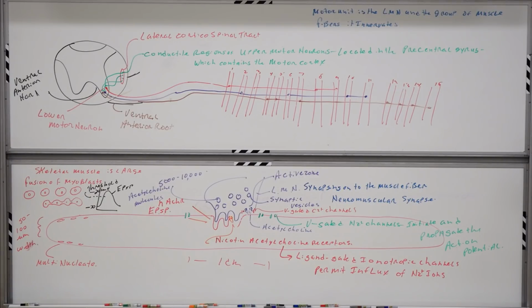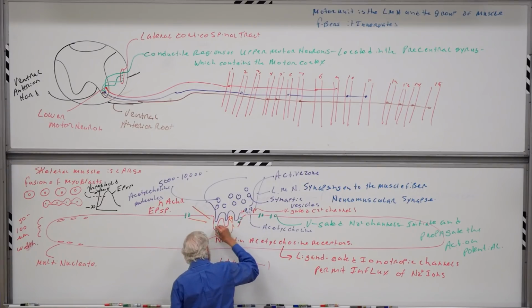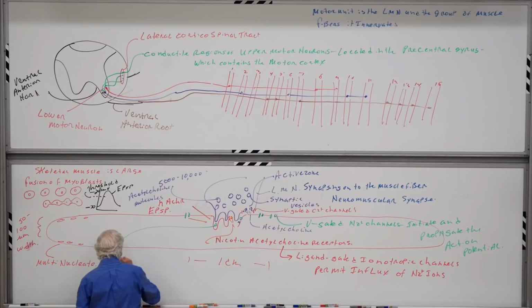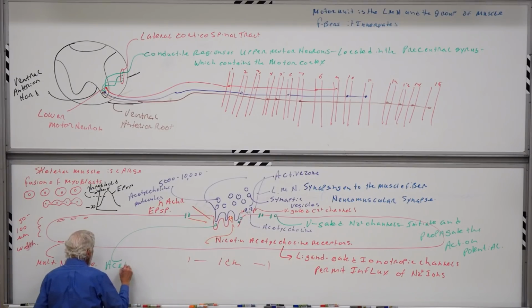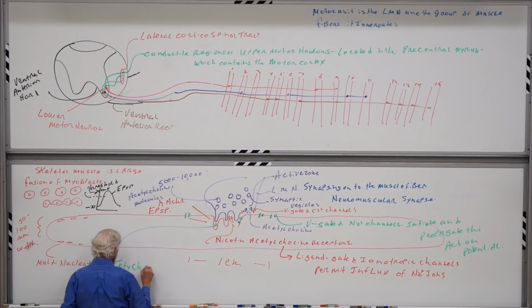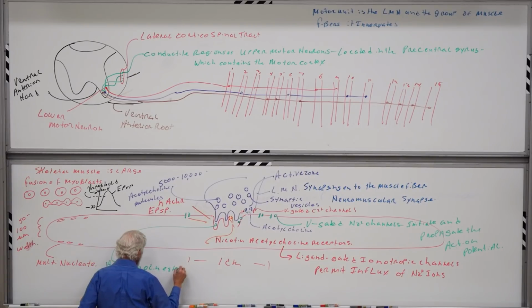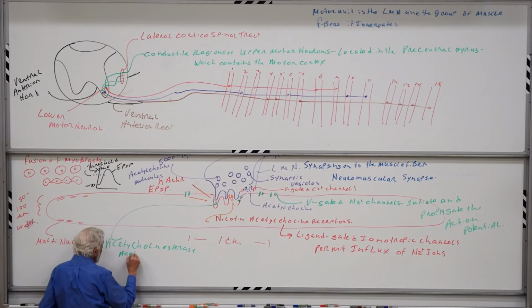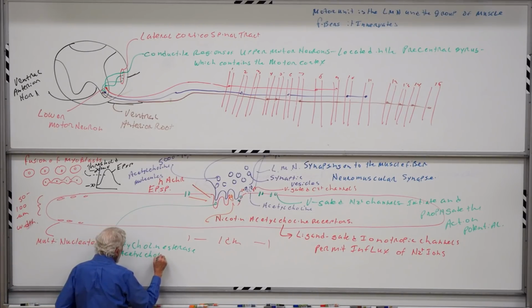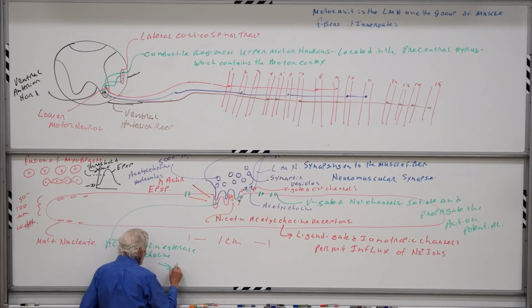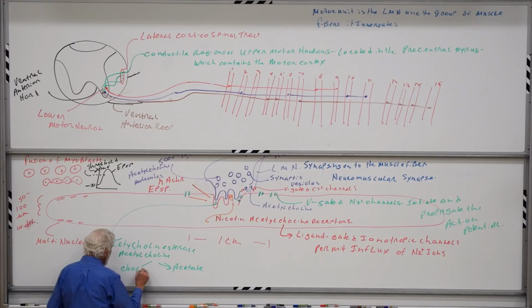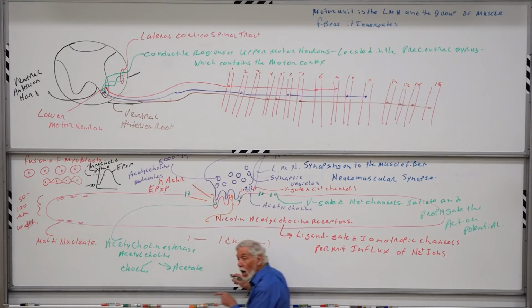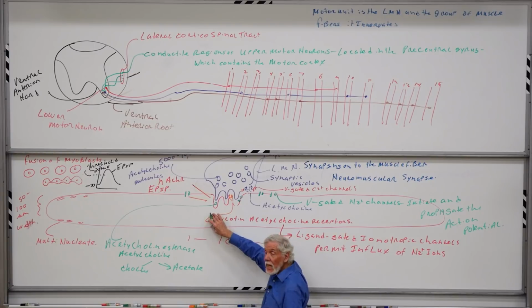Oh, I should have mentioned that. Good point. Here in the cleft is something known as acetylcholinesterase. And the acetylcholinesterase converts acetylcholine into a molecule of acetate and a molecule of choline, neither of which are capable of opening the nicotinic acetylcholine receptor.